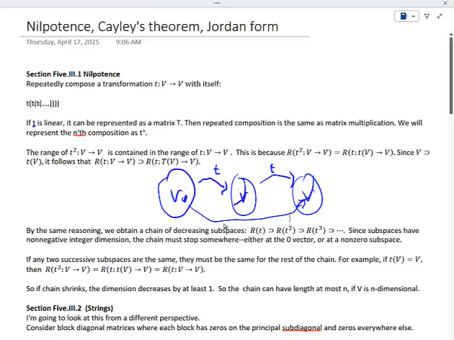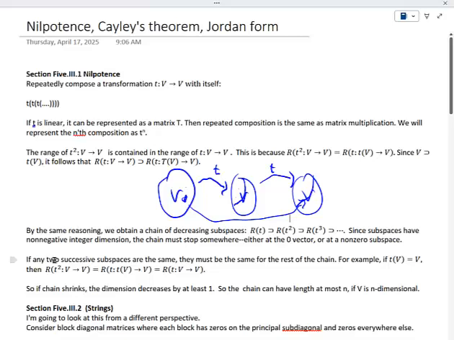Okay, so if I have a decreasing chain, since the subspaces have non-negative integer dimension, the chain must stop. Right? If I start at 100 dimensions and I'm going down at each step, the chain of steps can only be at most 100 long, because eventually the dimension will have to go down to 0.